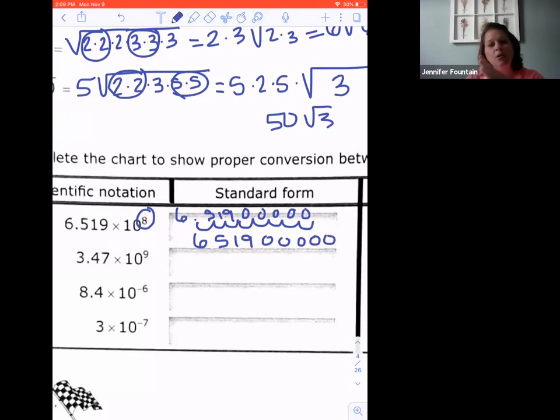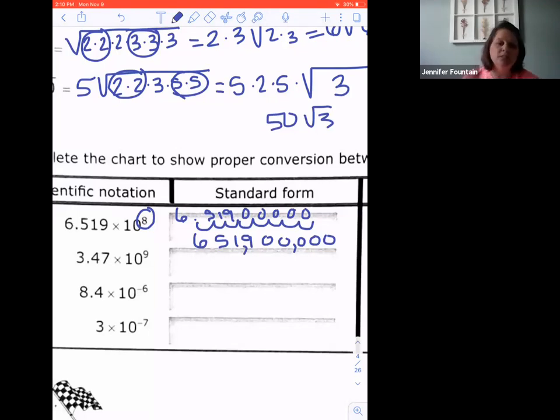I want to write my number all together first, and then I'm going to start from the right-hand side and move to the left, count 3 to put commas. 1, 2, 3, comma, 1, 2, 3, comma. So I end up with 651,900,000.